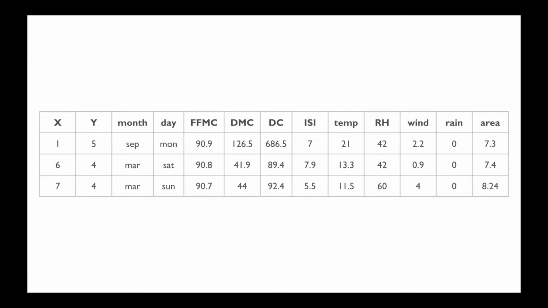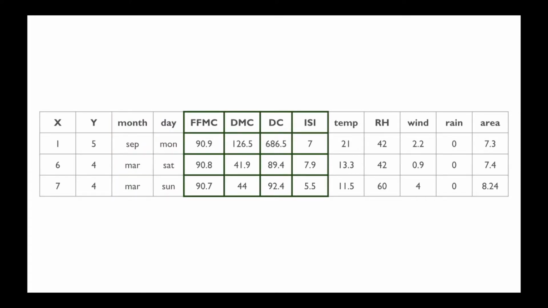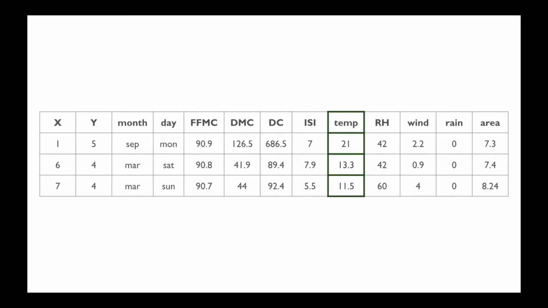Here, column X and Y contain the x-axis and y-axis spatial coordinates respectively within the Montesinho Park map. Month and day columns represent the month of the year and day of the week respectively. FFMC, DMC, DC, and ISI columns contain the corresponding indexes from the fire weather index system. TEMP column contains the temperature in Celsius degrees. RH column records the relative humidity in percentage.